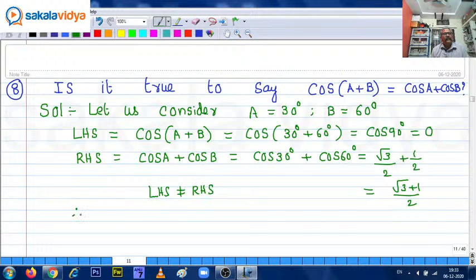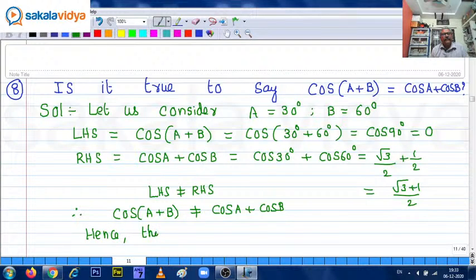So therefore cos of A plus B does not equal cos A plus cos B. We should not say like this. Hence this statement is false. This statement is false.